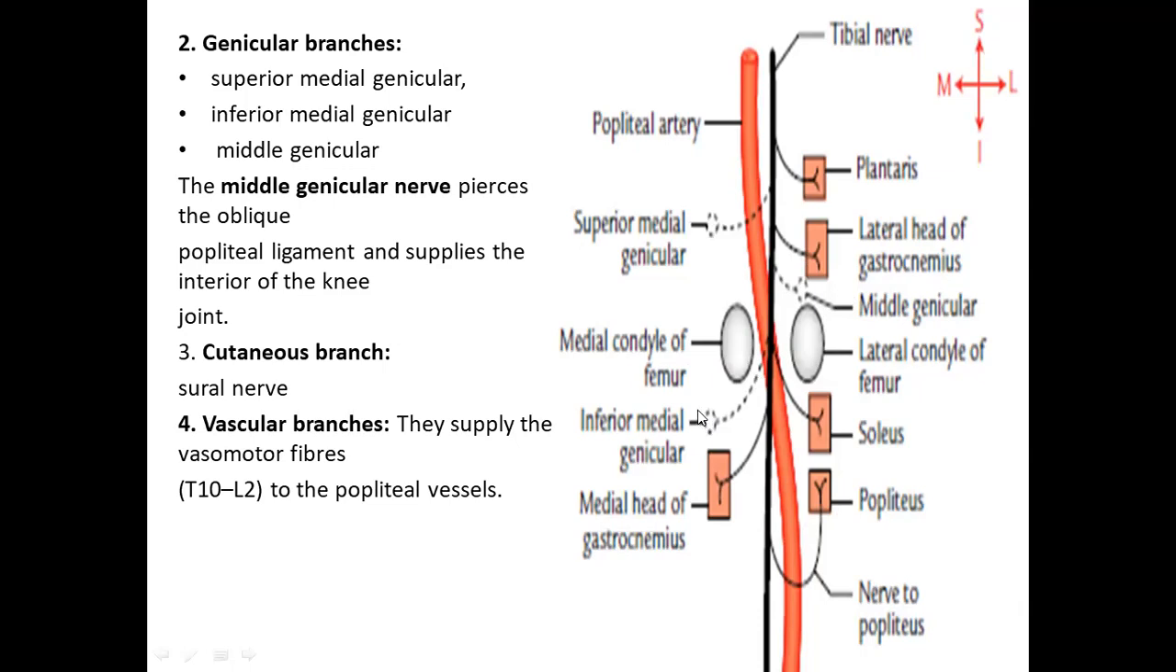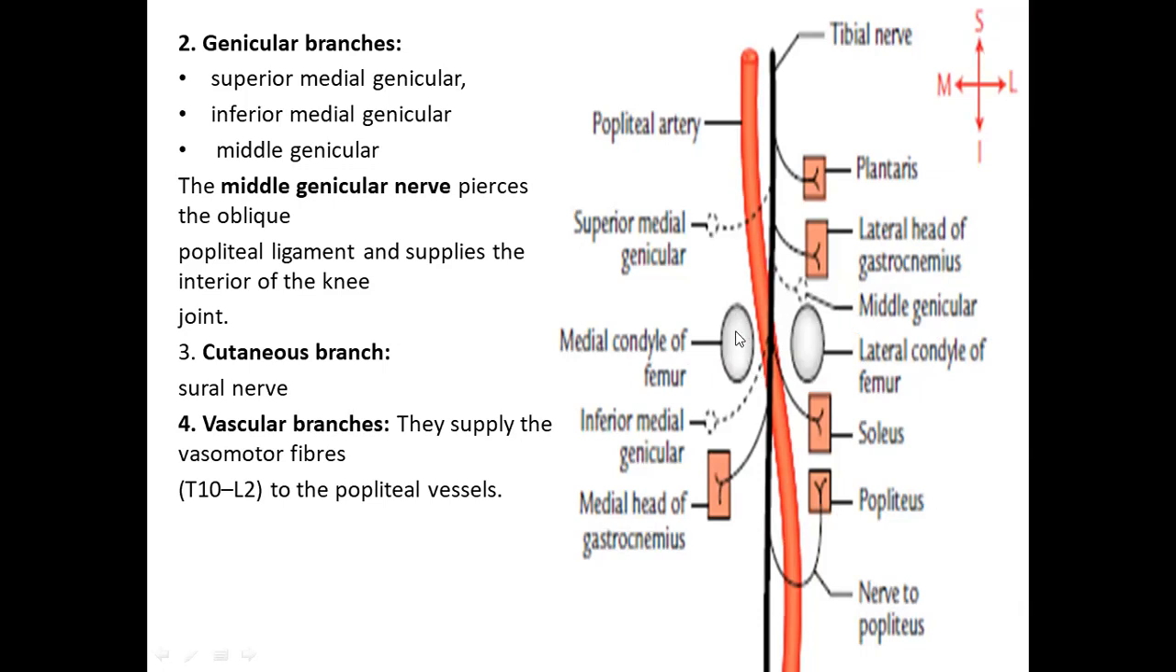The middle genicular nerve pierces the oblique popliteal ligament and supplies the interior of the joint. Similarly, the middle genicular artery will supply and pierce the oblique popliteal ligament. So there are two structures that pierce this oblique popliteal ligament. We have the middle genicular nerve and we have the middle genicular artery. Okay. Then we have the cutaneous nerve.